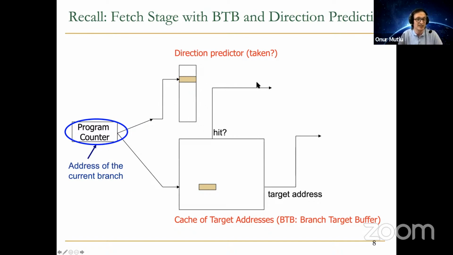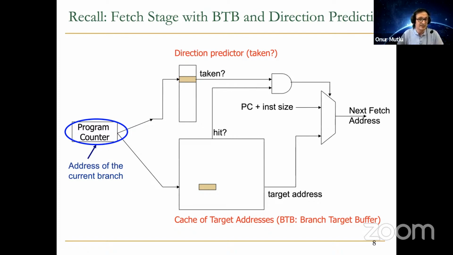Should the branch be predicted taken or not taken? If it's predicted taken, then you take the target address coming out of the BTB. If it's predicted not taken, then you should really fall through. Or if it's predicted taken and you don't have the target address in the BTB for whatever reason, then you actually fall through, meaning go to PC plus 4 in MIPS, PC plus instruction size in the general case.